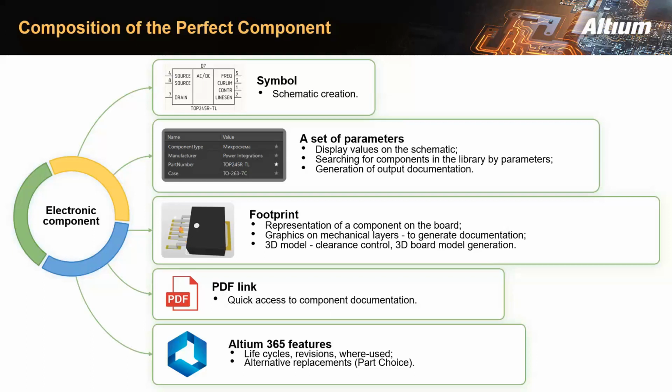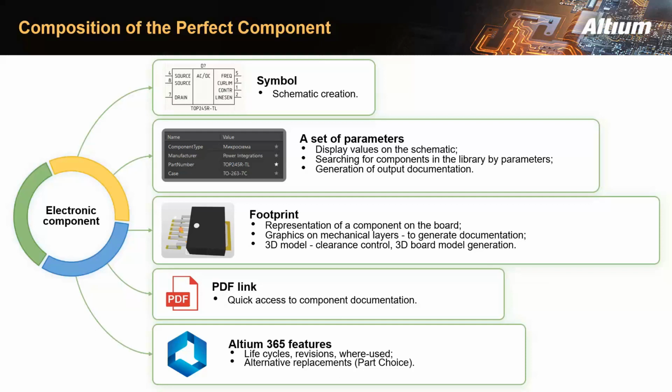A component also conveys a footprint that represents the component's physical attributes on a PCB. In addition to pads, the footprints can contain additional graphics in mechanical layers, for example, to show the outline of a component or a courtyard, which can be used in layout. Ideally, a 3D model is associated with the footprint to reflect the physical size, so that we can control the required clearances between components on the board and generate a complete 3D visualization of the board.